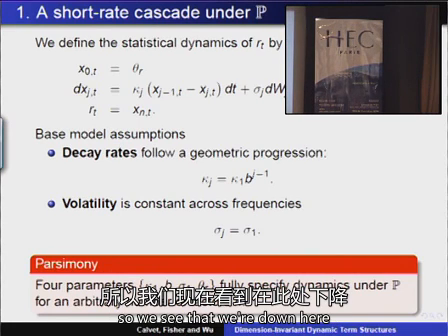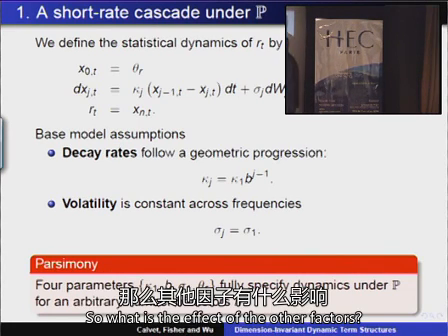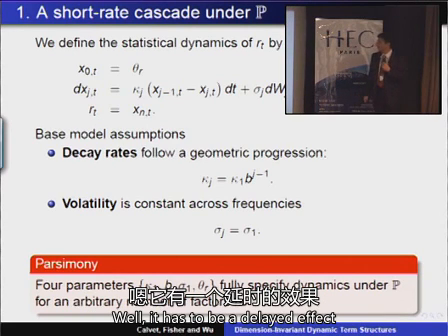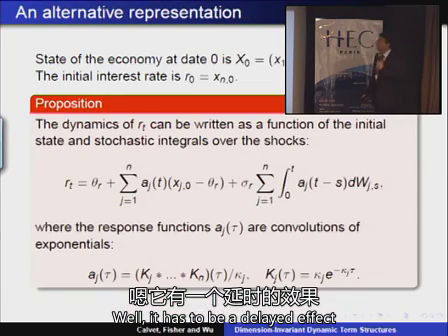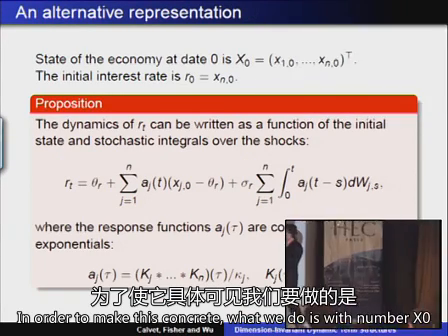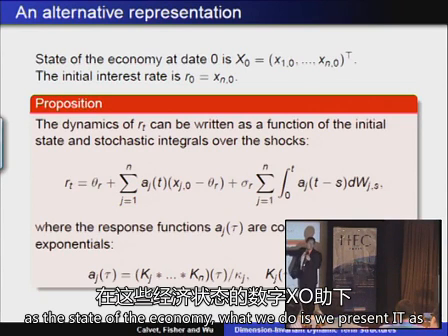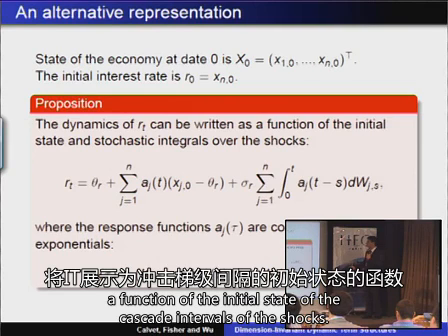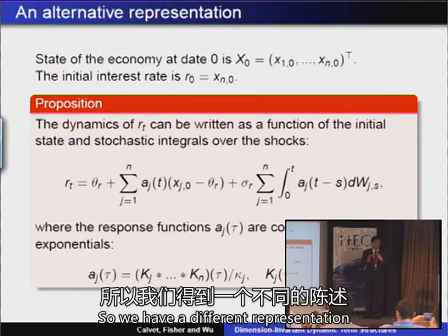So we see that we're down here, right? So what is the effect of the other factors? Well, it has to be a delayed effect. In order to make this concrete, we denote by x naught the state of the economy, and we represent RT as a function of the initial state and stochastic integrals over the shock. So we have a different representation.